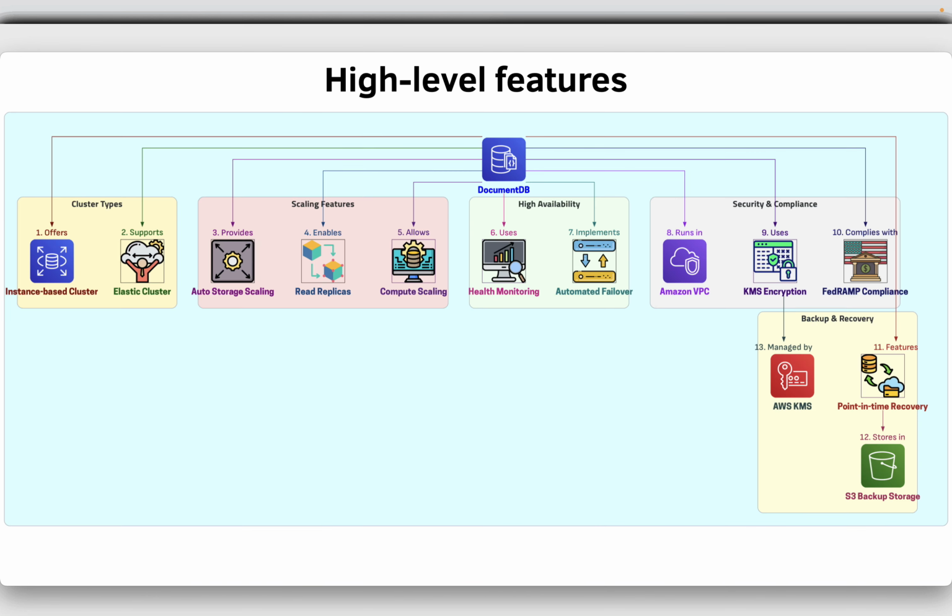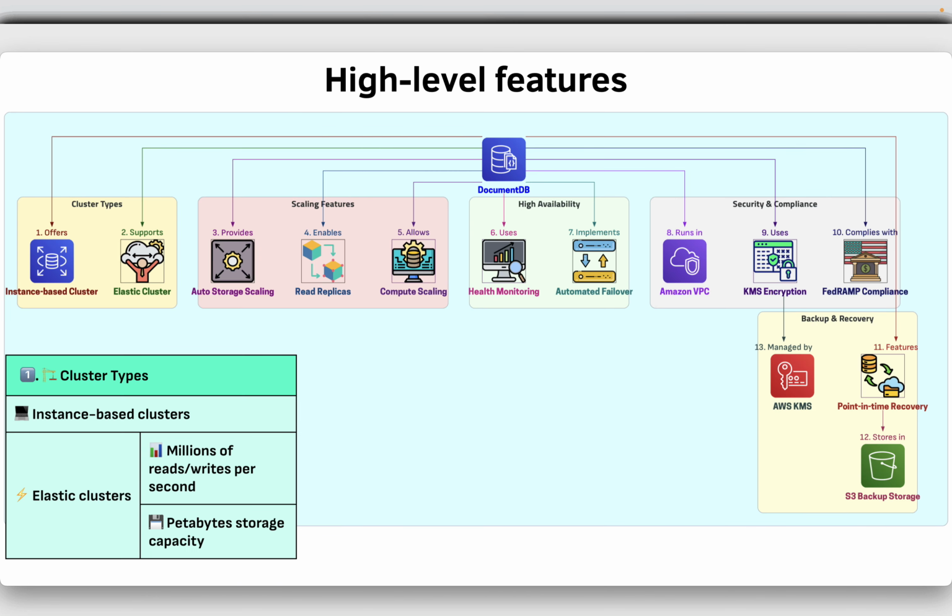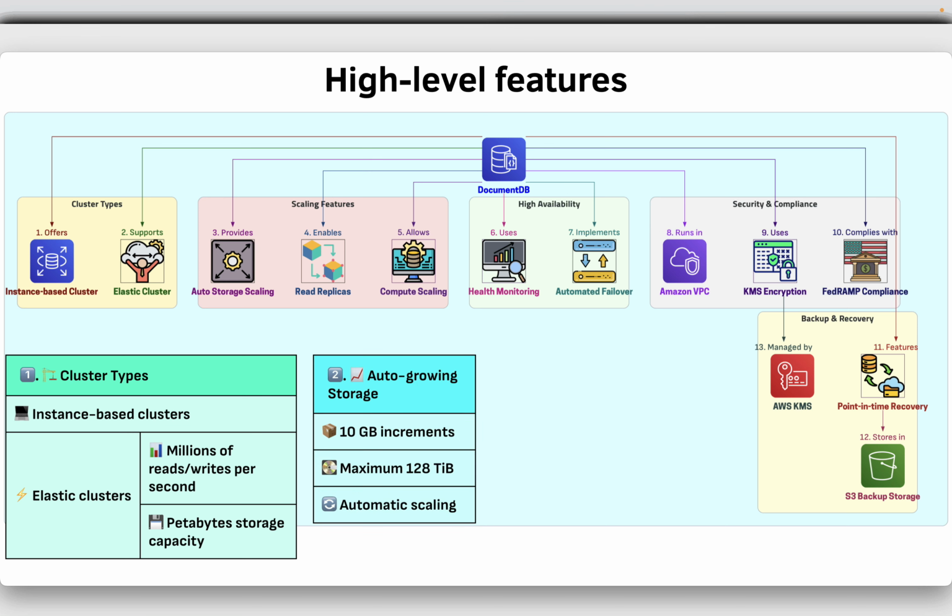with MongoDB. High-level features. Amazon DocumentDB supports 2 types of clusters, instance-based clusters and elastic clusters. Elastic clusters support workloads with millions of reads and writes per second and petabytes of storage capacity. Amazon DocumentDB automatically grows the size of your storage volume as your database storage needs grow. Your storage volume grows in increments of 10 GB up to a maximum of 128 terabytes. You don't need to provision any excess storage for your cluster to handle future growth.